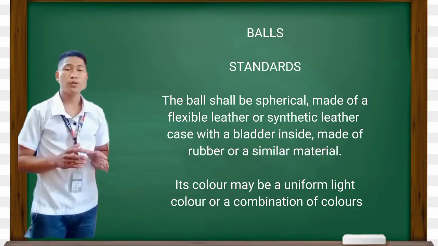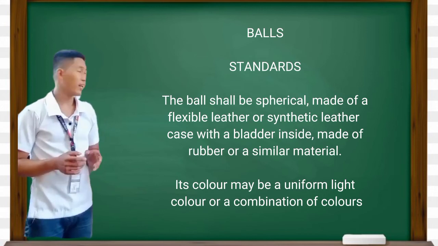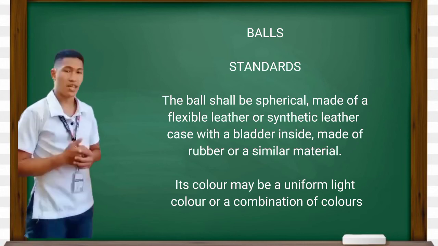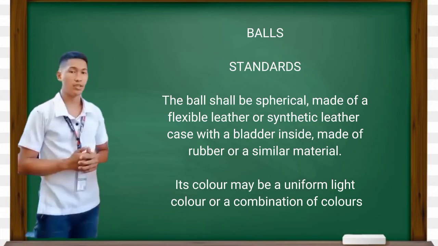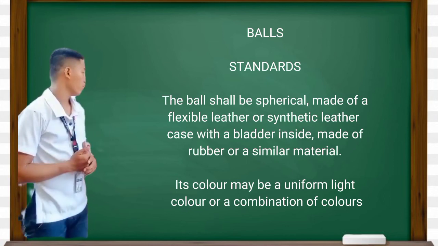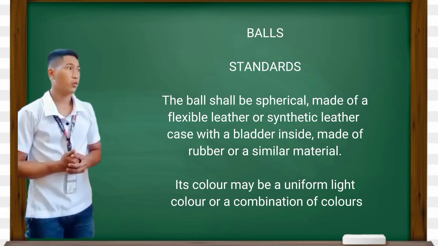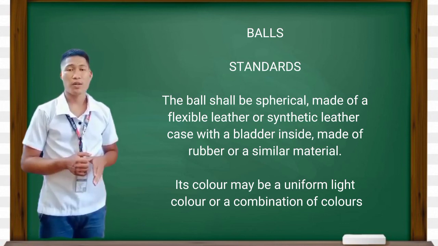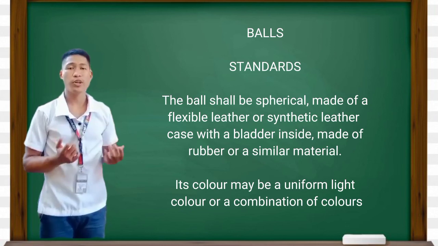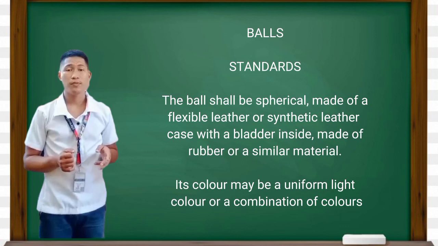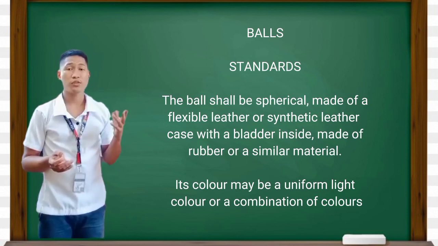Next are the balls. A ball is spherical, made of flexible leather or synthetic leather case with a bladder inside, made of rubber or similar materials. Its color may be a uniform light color or a combination of colors. So, the ball is a very important part of volleyball, because without a ball we cannot play a volleyball game. The ball is also smoother than the ball in basketball.